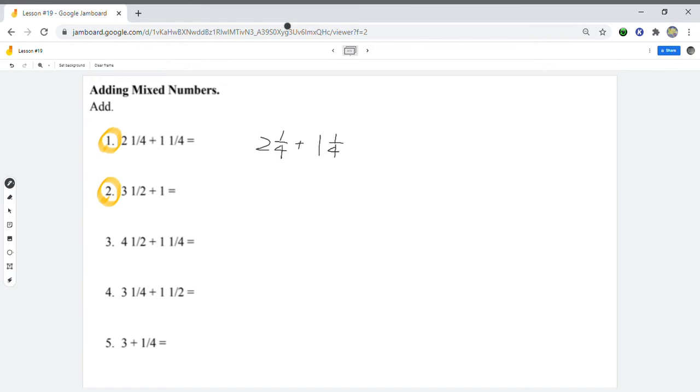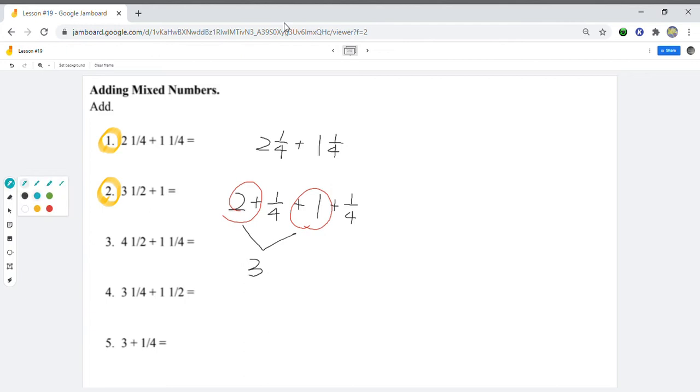So to be able to add this very easily, you have to think of the mixed numbers like this. So 2 1/4 is basically 2 plus 1/4. So that means 1 1/4 is basically 1 plus 1/4. So from here, we can just literally add them. So 2 and 1, we could add them to equal 3. So I'm just going to write 3 over here.